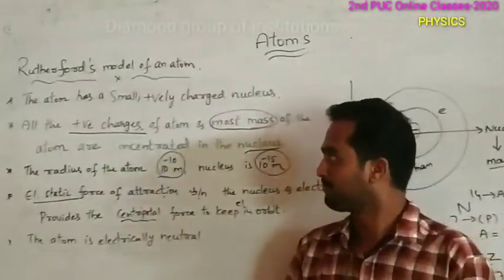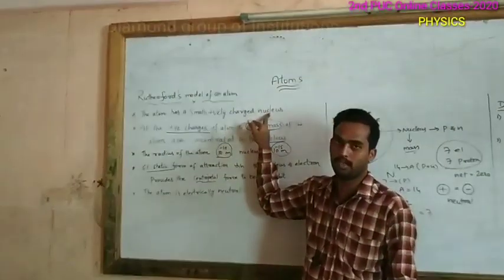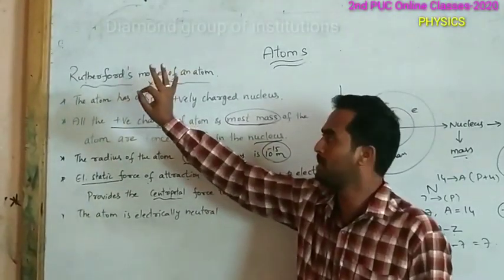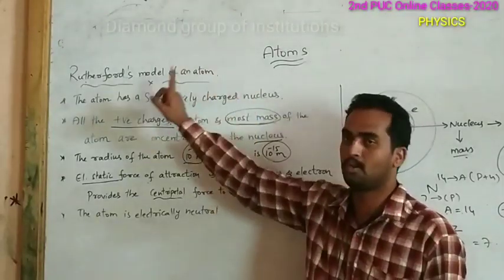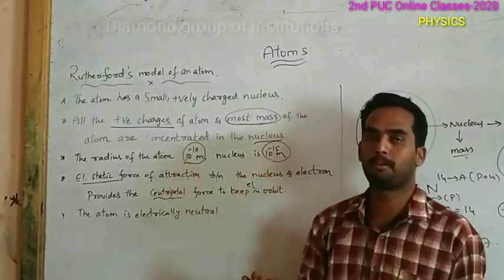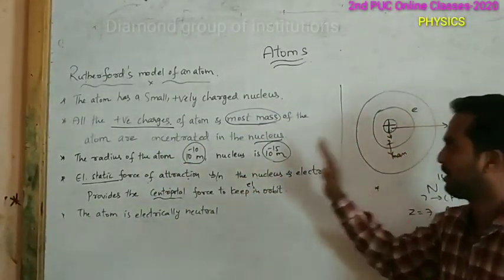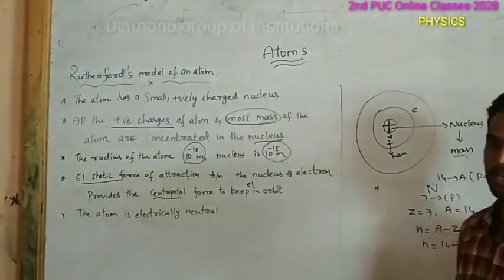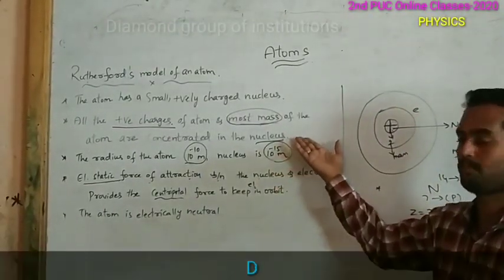See once again, atom has a small positively charged what? Nucleus. So always remember, Rutherford means you should remember nucleus, because who discovered nucleus? Rutherford. Then the complete positive charge of the atom and complete mass of the atom always depends on the nucleus. Third point, radius of an atom is how much? 10 power minus 10 meter, and the size of the nucleus is how much? 10 power minus 15 meter.